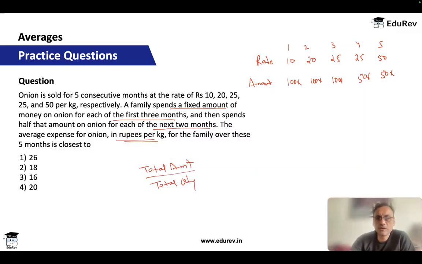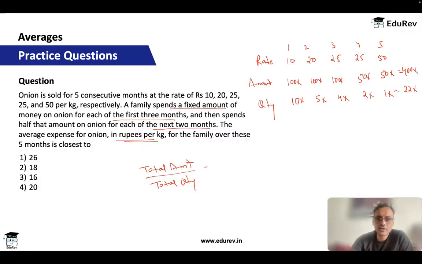Okay, so quantity will come here from amount upon rate. So 100x upon 100, quantity bought will be 10x. Quantity bought will be 5x, quantity bought will be 4x, quantity bought will be 2x, quantity bought will be 1x. So total amount spent is 100, 200, 300, 400x. Total quantity bought is 10, 15, 19, 20, 22x.